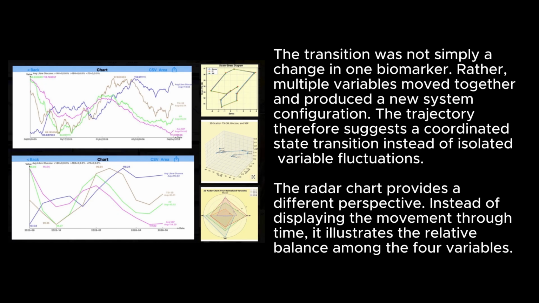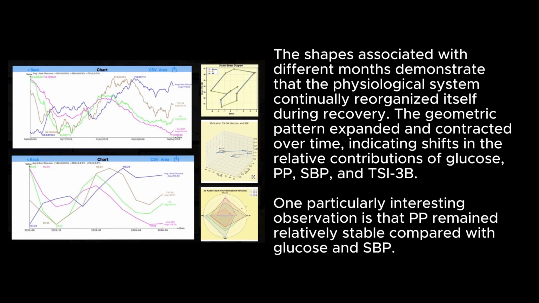The radar chart provides a different perspective. Instead of displaying the movement through time, it illustrates the relative balance among the four variables. The shapes associated with different months demonstrate that the physiological system continually reorganized itself during recovery. The geometric pattern expanded and contracted over time, indicating shifts in the relative contributions of glucose, PP, SBP, and TSI-3b.